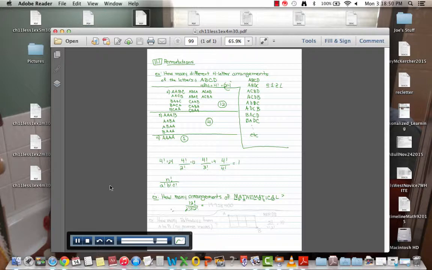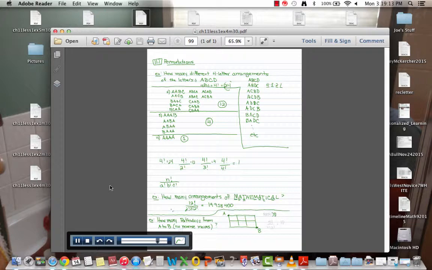The answer here, if you punch it all in carefully into your calculator, is 19,958,400. Still plenty, but if I had the letters A, B, C, D, E, F, G, H, I, J, K, L, 12 letters would be, like I said, almost 500 million instead. Brings us to a question that looks totally unrelated, in that it's a pathways question.